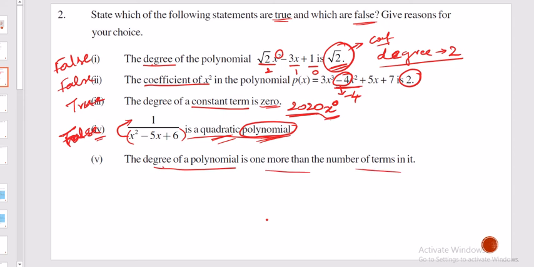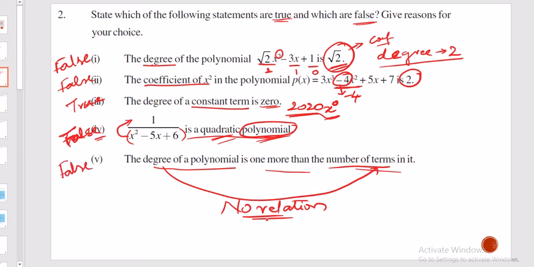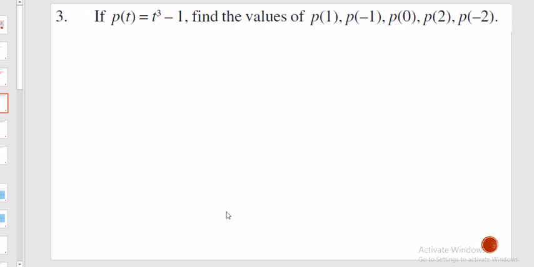So already we discussed degree and number of terms. There is no relation between degree and number of terms, so hence we can say it is a false statement. There is no relationship between the number of terms and the degree of a polynomial, hence it is a false statement. Next, moving on to question number 3.